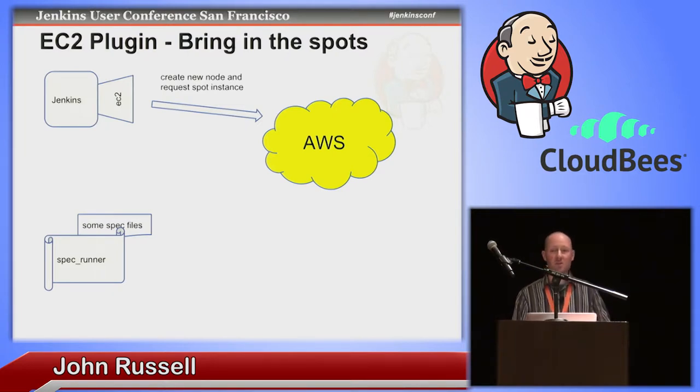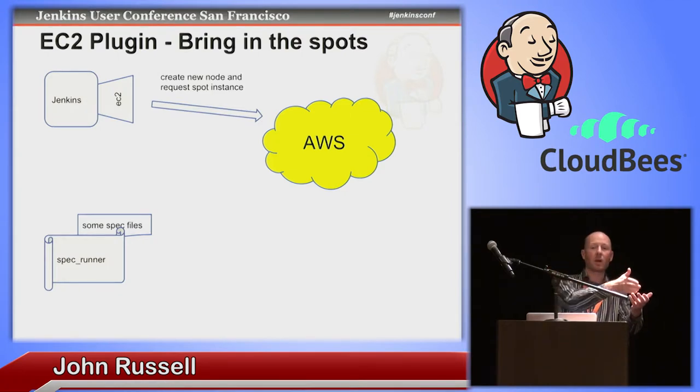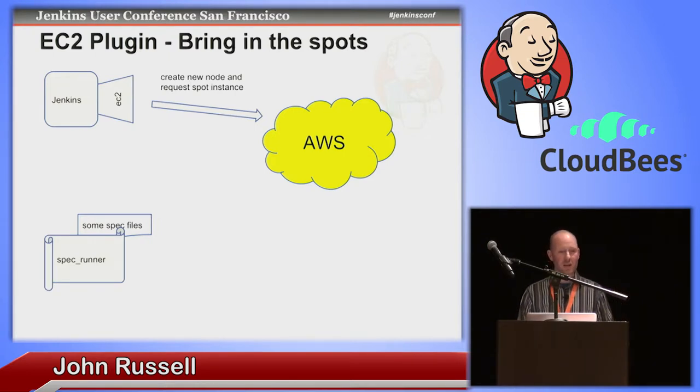So how does this work? The EC2 plugin kind of flips the slave model on its head. Usually the slave is there, you configure it, and then you tell the master, okay, go and connect to this thing, SSH into this thing, drop all the jars on it and have it connect. So this kind of does it backwards.